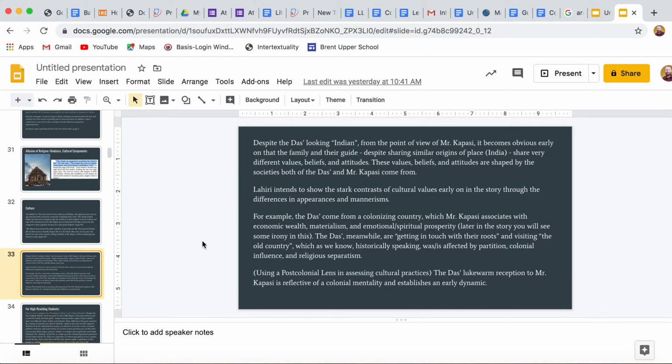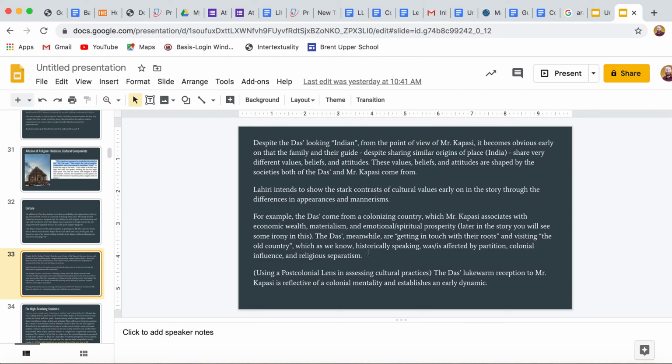For example, the Das's come from a colonizing country, which Mr. Kapasi associates with economic wealth, materialism, emotional and spiritual prosperity. And then later in the story, we're going to see some of the irony in this. Dun, dun, dun, not giving too much away. The Das's, meanwhile, are getting in touch with their roots and visiting the old country, which we know, historically speaking, was affected by partition and colonial influences and religious separatism. Right, so we have obviously kind of tying back to some similar themes from when Mr. Pirzada came to dine.